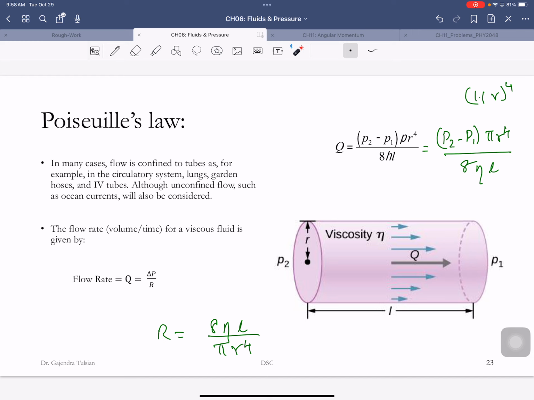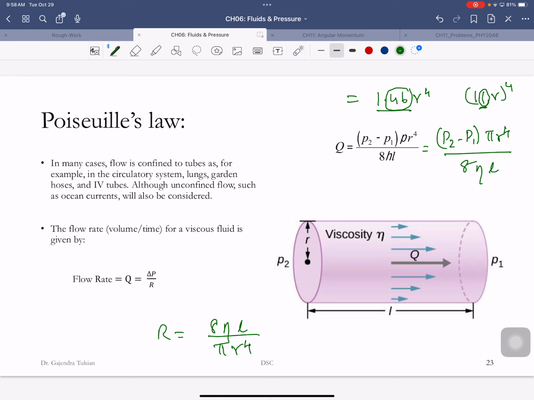Okay, that is equal to 1.46 r to the power 4. By increasing the radius by 10%, you have increased flow rate by 50%. Okay, so that's what that number means.